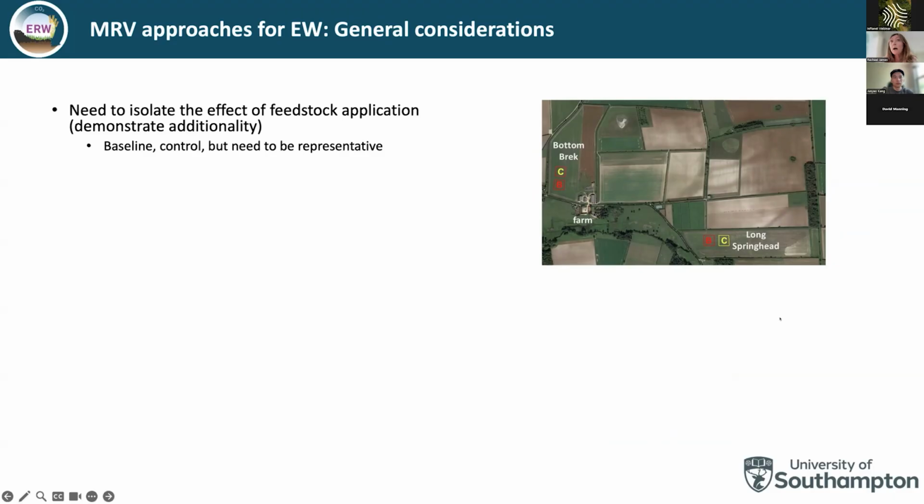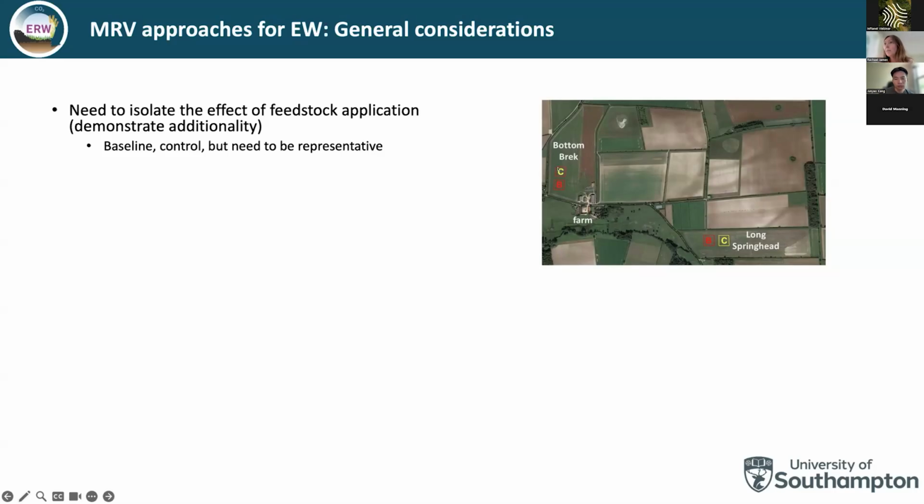Most of the time, our approach towards this has been to establish a baseline or control plots that can be analysed alongside plots where we do apply the feedstock. So this is just a small example from a small scale experiment we conducted on a farm in Norfolk here.